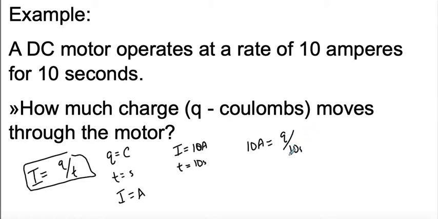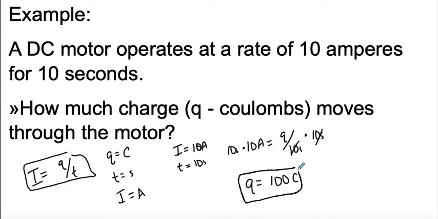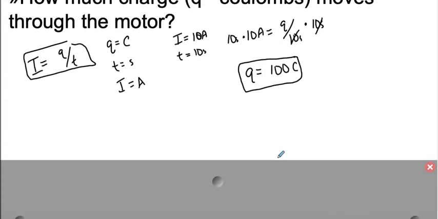So solve this little algebra problem here now. If we have the 10 seconds in the bottom and we're solving for Q, we got to get the Q by itself. So we're going to multiply both sides by the 10 seconds. Alright, and that will get rid of that. So my Q, or my coulombs, will be 10 times 10, which is 100. So I moved 100 coulombs of charge in those 10 seconds. Okay, so the little DC motor moved 100 coulombs of charge.